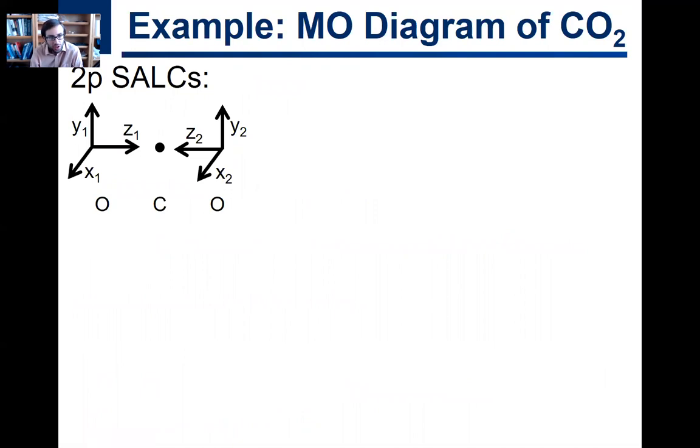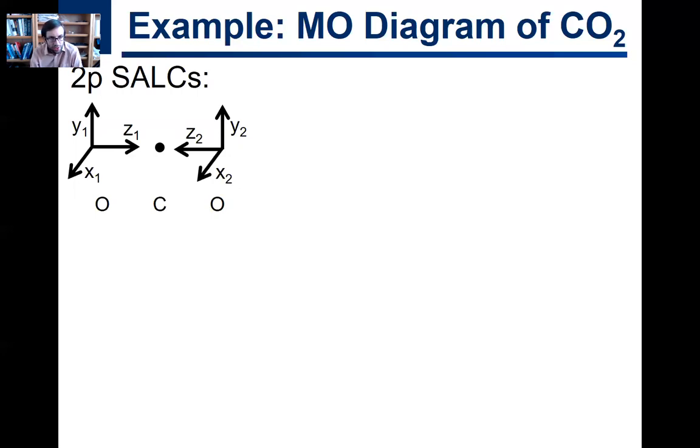Now we get to the 2p SALCs. And the 2p SALCs are different. The way that they're different is, well, for one thing, there are three orbitals, px, py, pz, on each atom. And then since there are two atoms, there are six total atomic orbitals. Six total atomic orbitals is going to give us six total SALCs.